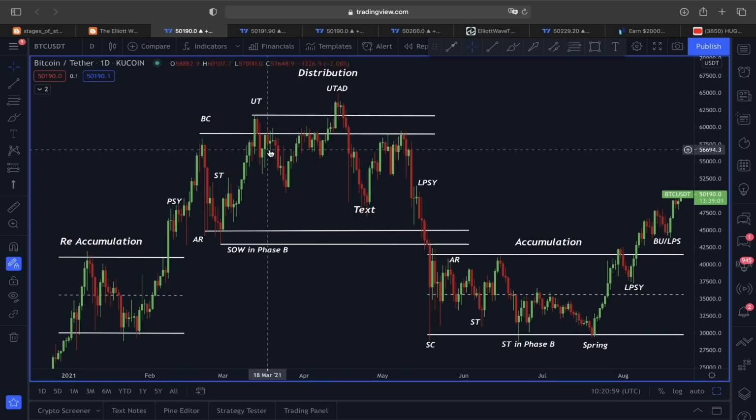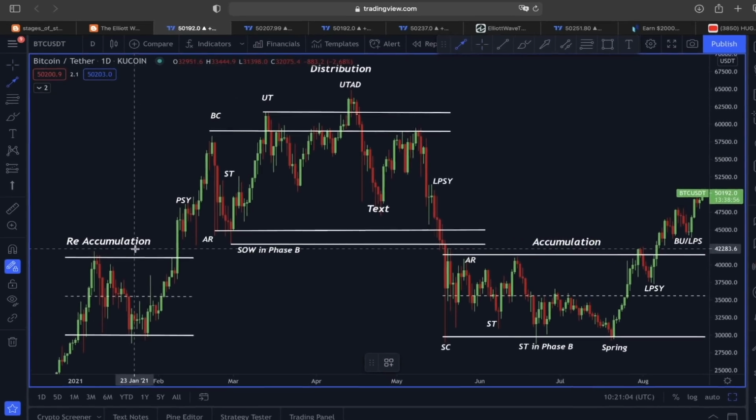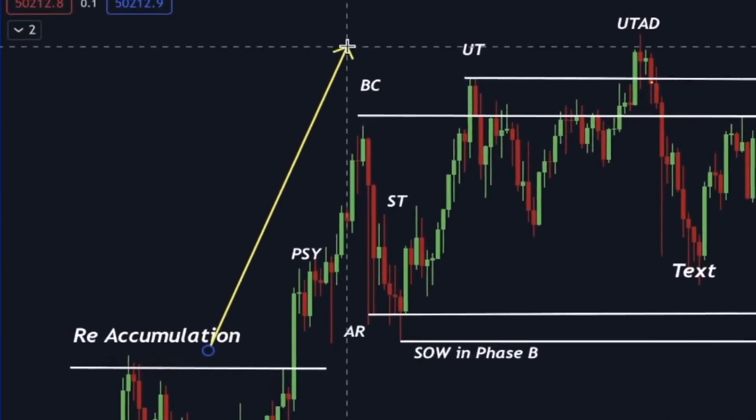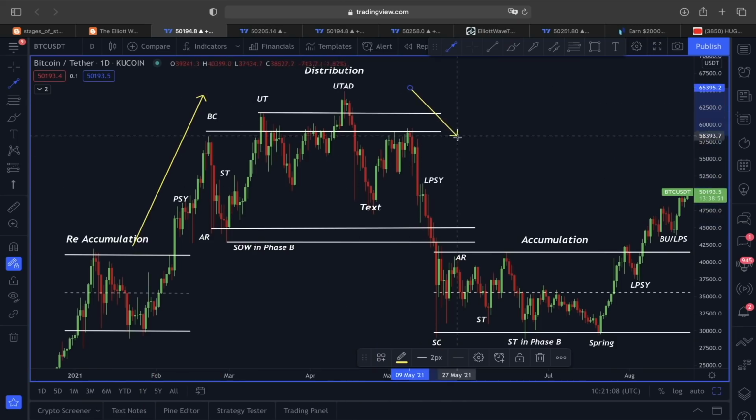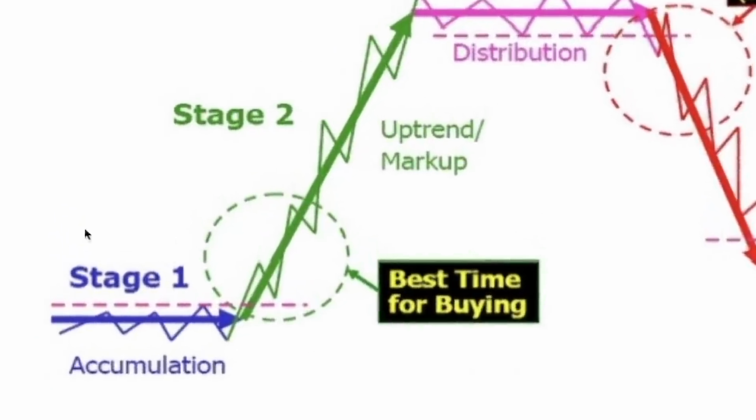In our case, this is exactly unfolding for Bitcoin. Stage 1, completing this stage when we started with this markup phase. Again, distribution phase. After distribution, we had this markdown phase, which was also the stage 4. And after completing the stage 4, we start again with this accumulation phase.